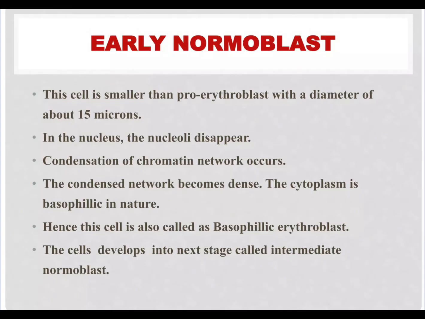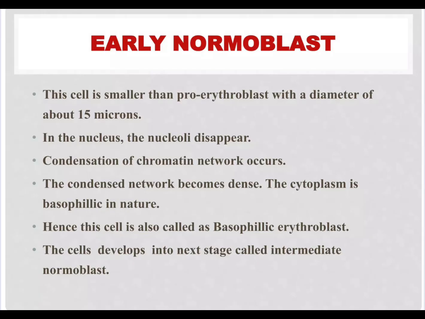Now the nucleolus has disappeared. Remember, inside the nucleus you have the nucleolus and you have the chromatin thread. So now the whole red blood cell, which was 20 micrometer, has shrunk to about 15 micrometer, and the nucleolus has disappeared already, and there's now condensation of the chromatin network. So the chromatin thread is now condensing. Are you getting now? It is still basophilic in nature.